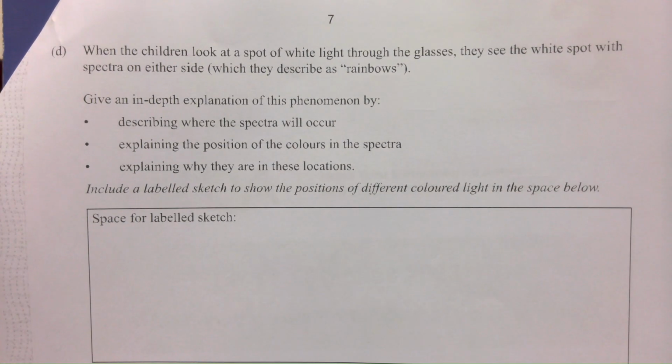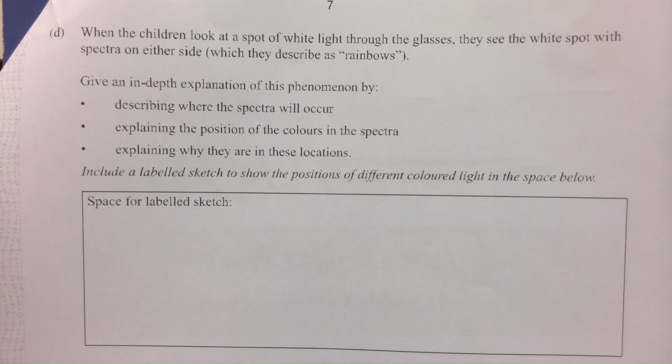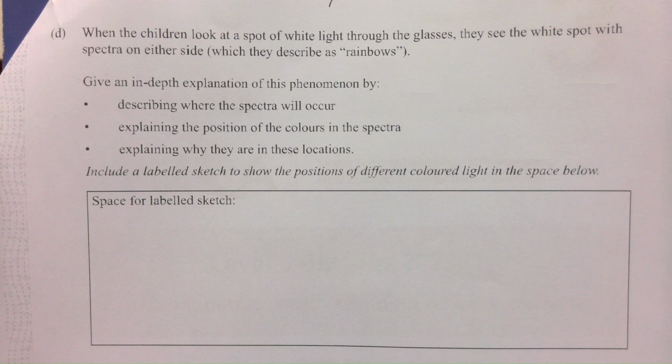Part D. When the children look at a spot of white light through the glasses, they see the white spot with spectra on either side, which they describe as rainbows. Give an in-depth explanation of this phenomenon by describing where the spectra will occur, explaining the position of the colours in the spectra, and explaining why they are in those locations. Now, this is only a merit question. We're going to start with drawing a diagram.